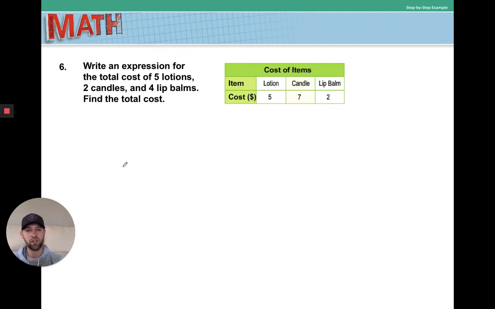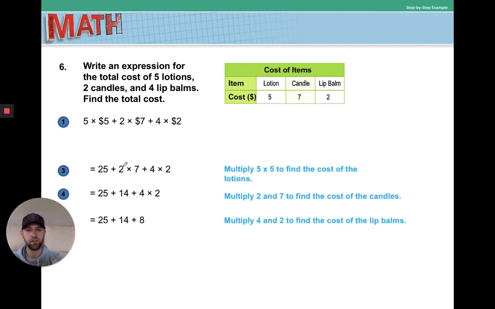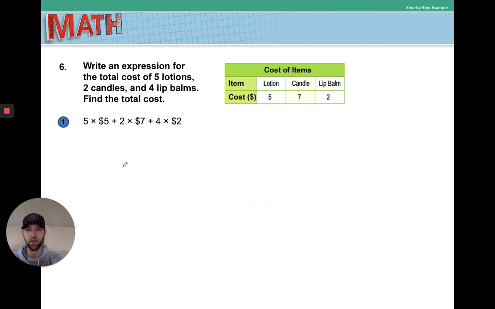All right, I'm just going to walk you through one of these here. Again, this is just a step-by-step example, but I want to do one with you, actually, and walk you through it and go step-by-step. So let's, oh, that is the only one. Just kidding. Let's do this one together. Sorry. It says write an expression for the total cost of 5 lotions, 2 candles, and 4 lip balms. So our first job is to write an expression. So I need to write a problem. Okay, I need to write a number problem.